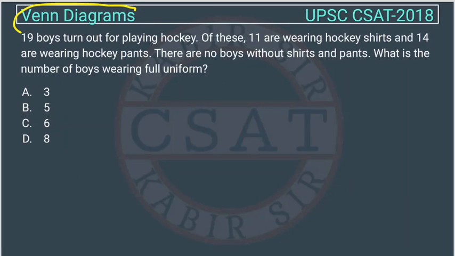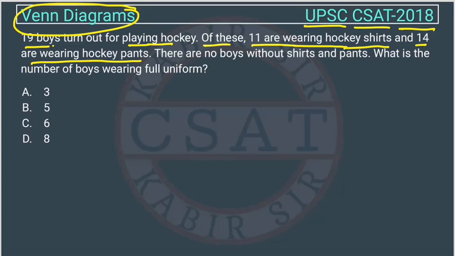This is a question of Venn diagram asked by UPSC in their CSAT paper of 2018. 19 boys turn out for playing hockey. Of these, 11 are wearing hockey shirts and 14 are wearing hockey pants, right? So there is no boy without shirt and pants. What is the number of boys wearing full uniform?